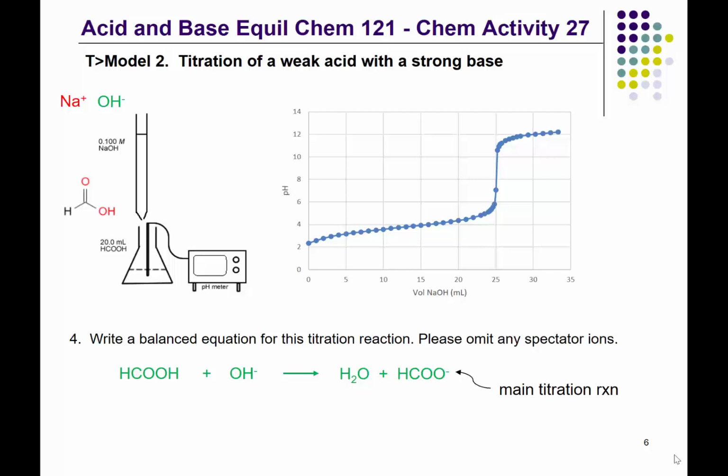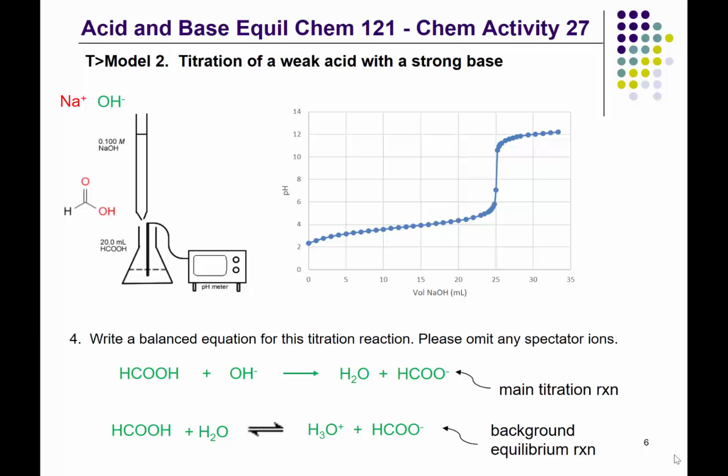It is worth mentioning, however, that there is a second reaction that is always occurring in the background at all stages of the titration. That is, the reaction of the weak acid, methanoic acid, reacting with water. Now this is an equilibrium reaction which does not go to completion and is described by the equilibrium constant Ka. We'll say more about this in class.